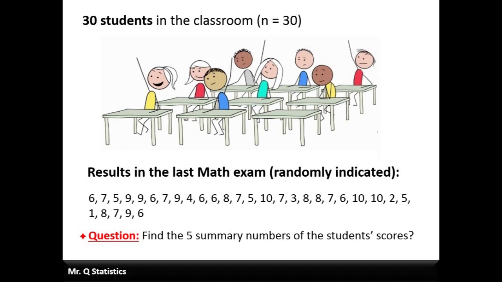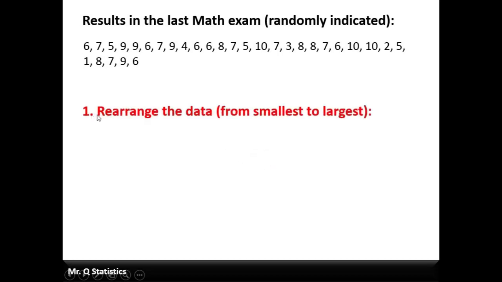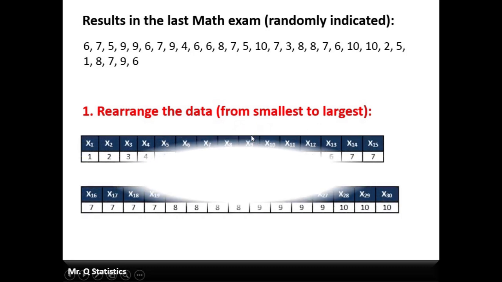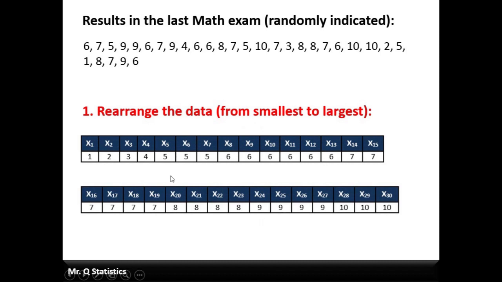But you should remember that this dataset is just randomly selected, which means it hasn't been sorted orderly. So firstly, you must rearrange the dataset from smallest to largest, because it would affect the selection of your calculations. Hence, we have the rearranged data like this. You can use your writing or Excel or anything you can do.